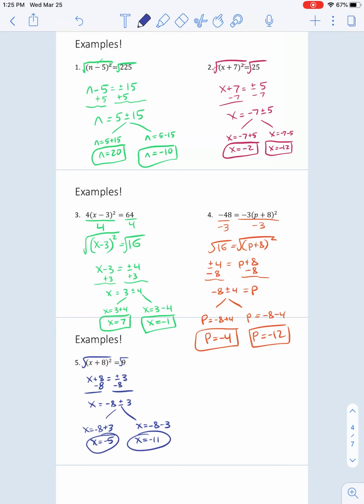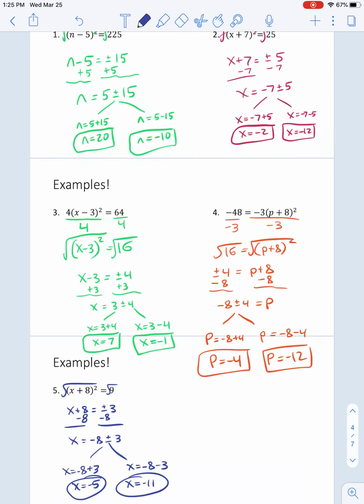So here's all of the 5 problems we did today, all very similar to each other, and it all deals with when the square is a little bit more complex, where you actually have a whole expression being squared instead of just one variable.